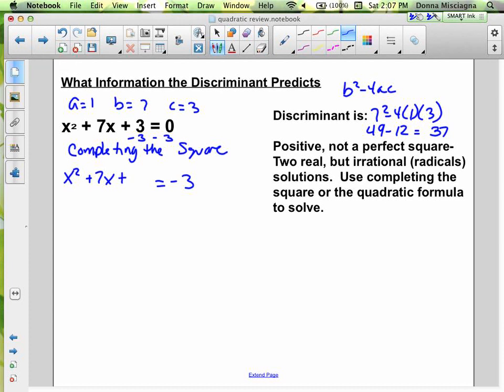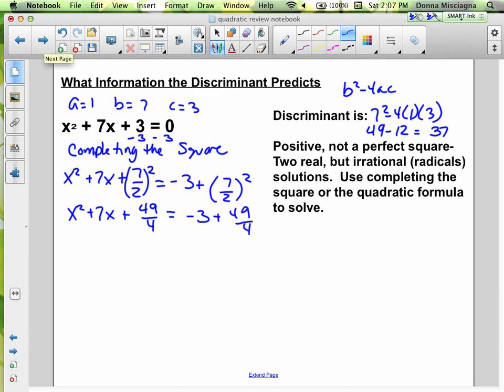So 7 divided by 2, squared. So x squared plus 7x plus 49 fourths, just square both of those, is equal to negative 3 plus 49 fourths. By the way, if you have a fraction, right away you could change that negative 3. I'll just do it on the next step.